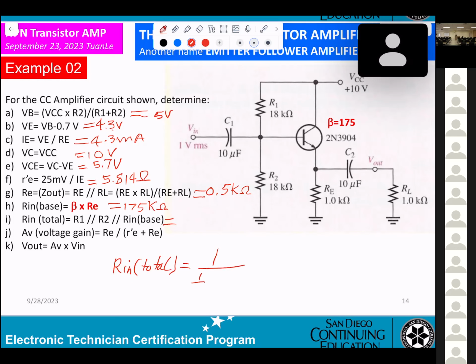And what you know about parallels is when you have 1 over R1, 1 over R2, 1 over Rn, if R1 is 18K, R2 is 18K, and R in base is 175K, the answer has got to be less than 18K, because when you do parallel, it's always smaller than the smallest.